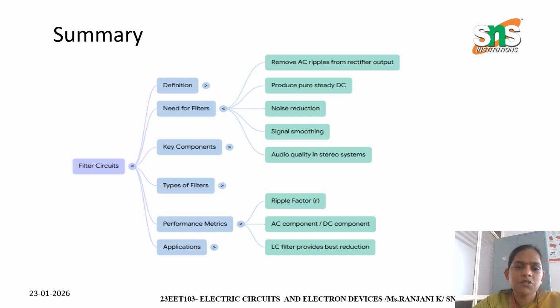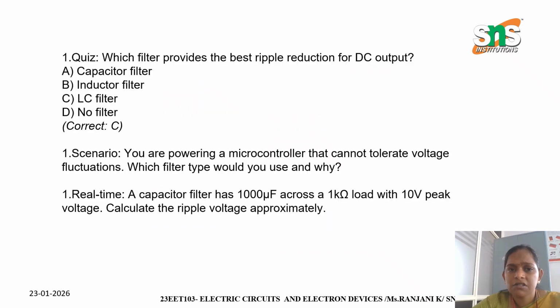And in today's class, we saw what a filter circuit is and its definition, what the needs of a filter are and its key components, and the types of filters based on DSP, that is low pass, high pass, band pass filters, and performance metrics, and also applications. The need for a filter is removing AC ripples from the rectifier output to produce a steady state DC, and also noise reduction, signal smoothing, and audio quality in stereo systems. The performance metric is the ripple factor, AC components and DC components, and the LC filter provides the best reduction.